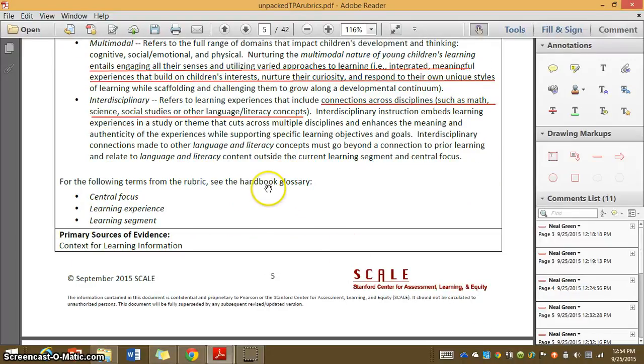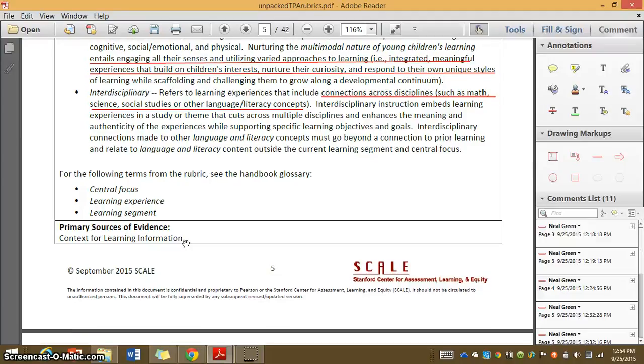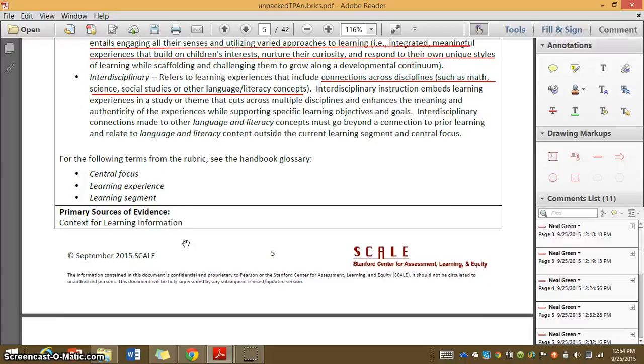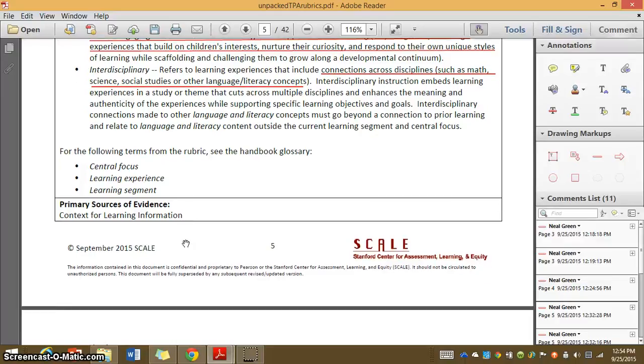Okay, and then you have a glossary in the handbook that gives the definitions of terms like central focus, learning experience, learning segment. We discussed those. And this is key right here. So evidence. Remember, we talk about basically everything you say. I had a professor once who told me, you don't know enough yet to have an opinion. And after I got over my anger, because I thought, well, I should have an opinion because I'm paying enough to go to school here that it's worth something, I understood what she meant years later, but let me save you some time.